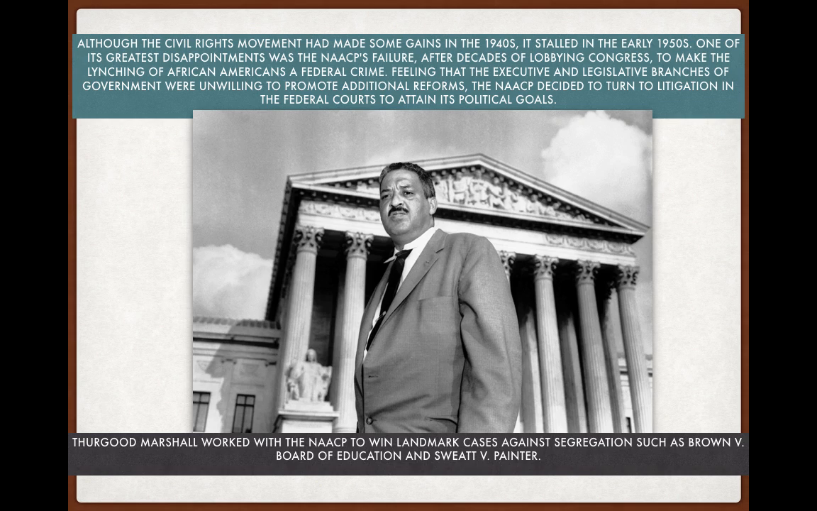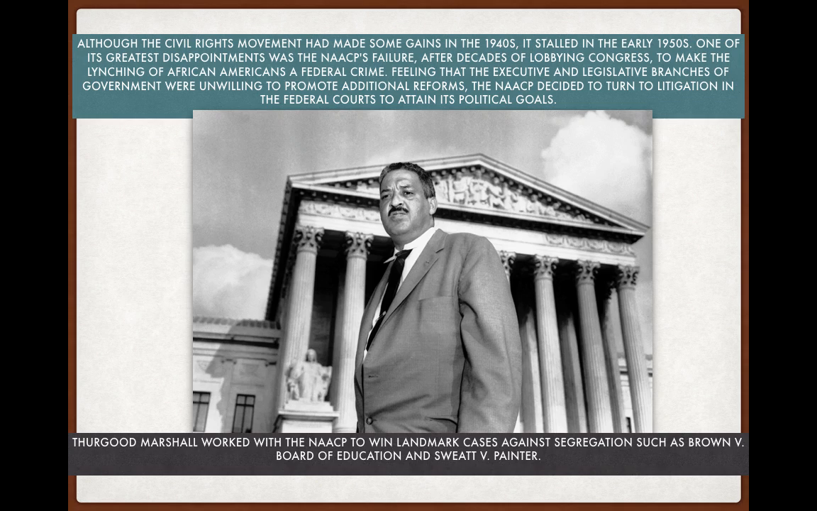Although the civil rights movement had made some gains in the 1940s, it stalled in the early 1950s. One of the greatest disappointments was the NAACP's failure, after decades of lobbying Congress, to make the lynching of African Americans a federal crime. Feeling that the executive and legislative branches of government were unwilling to promote additional reforms, the NAACP decided to turn to litigation in the courts to attain its political goals.